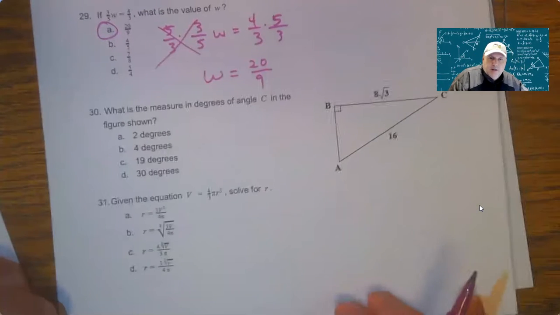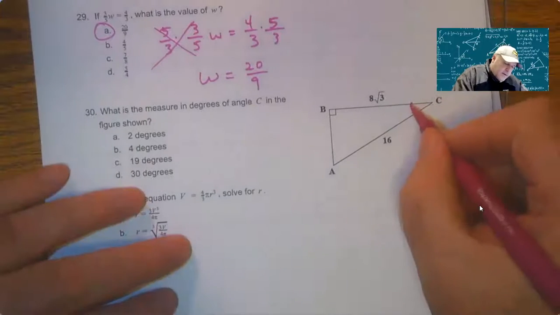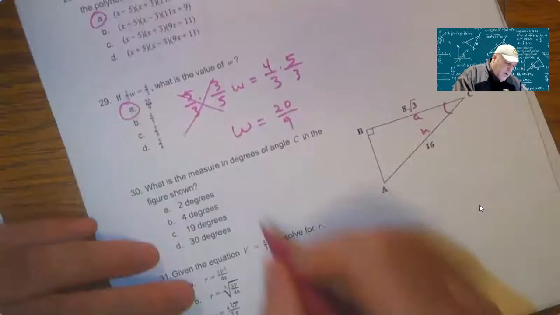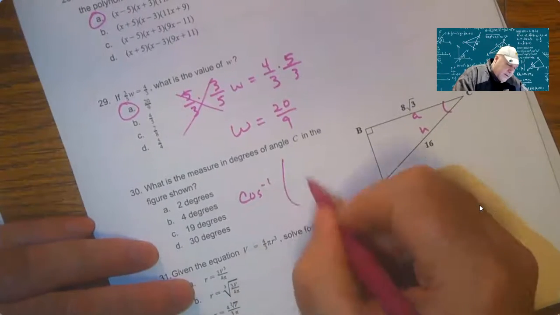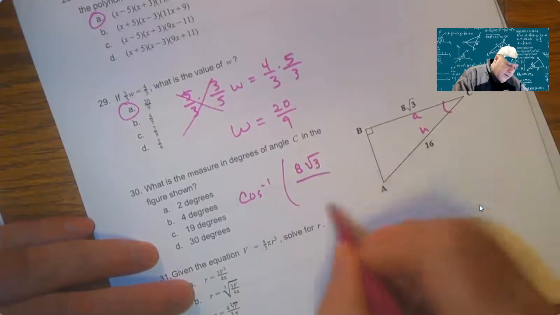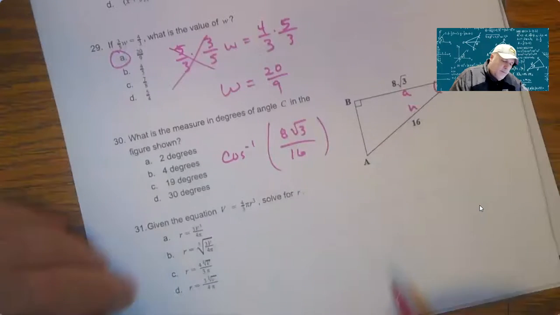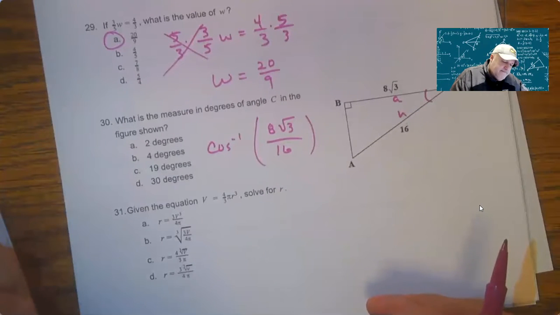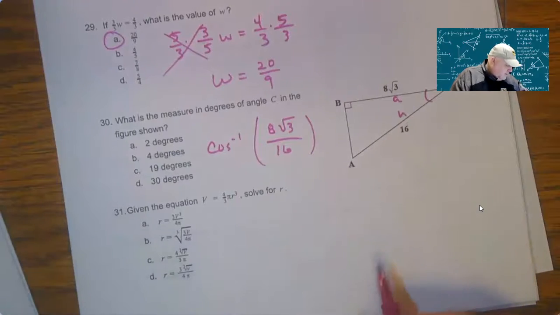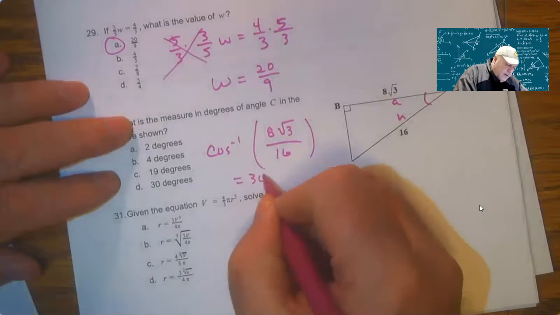What is the measure in degrees of angle C? So how about cosine inverse of 8 times the square root of 3 over 16? And that is going to be 30 degrees.